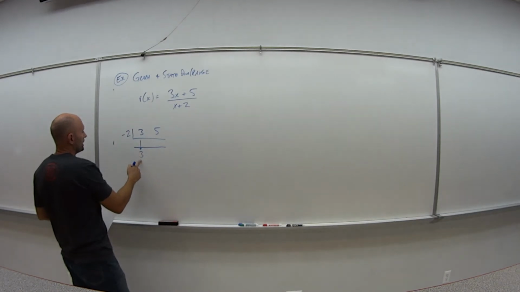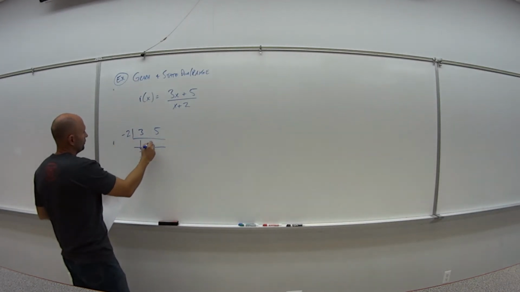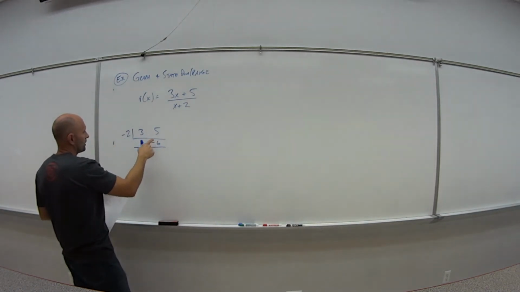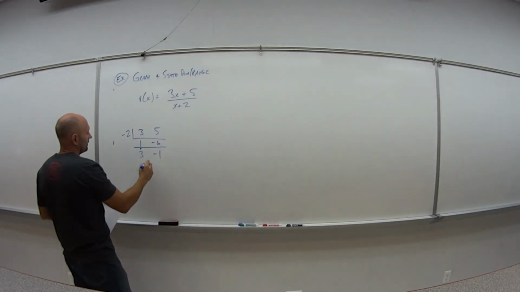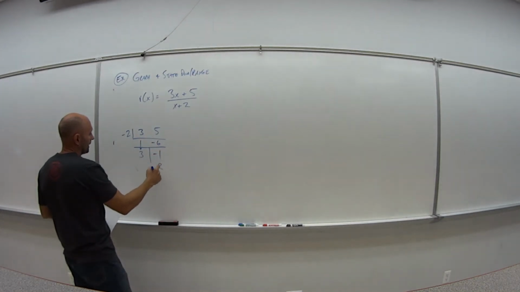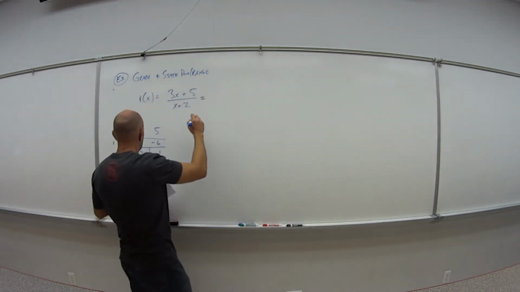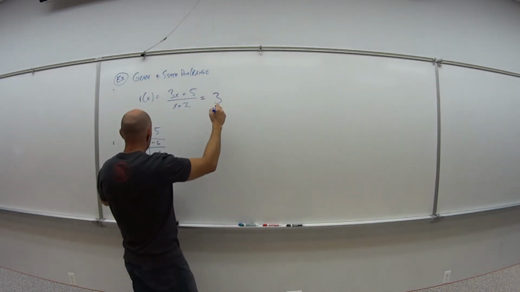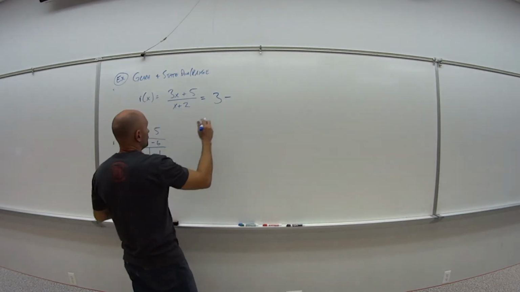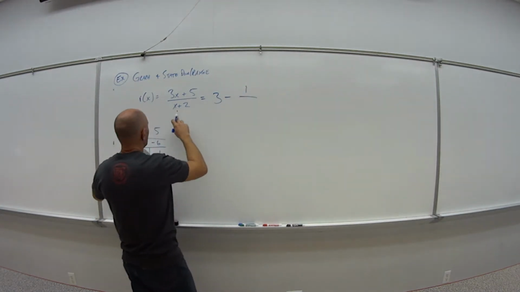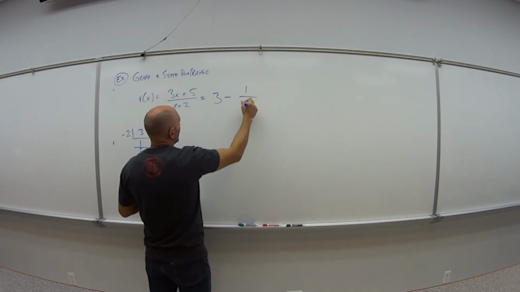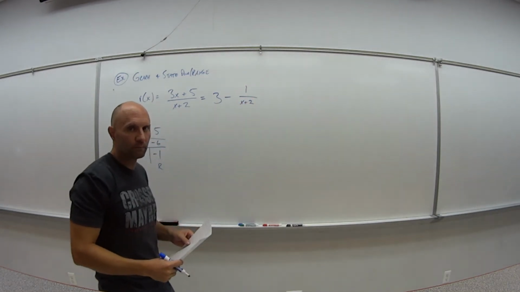So for synthetic division, what do I do? I bring down the 3. 3 times negative 2 is negative 6. I bring that value up. 5 minus 6 is negative 1. So this is my remainder. That's the value that I have. So this thing can really be rewritten as 3 minus the remainder 1 over what I was dividing by, x plus 2.